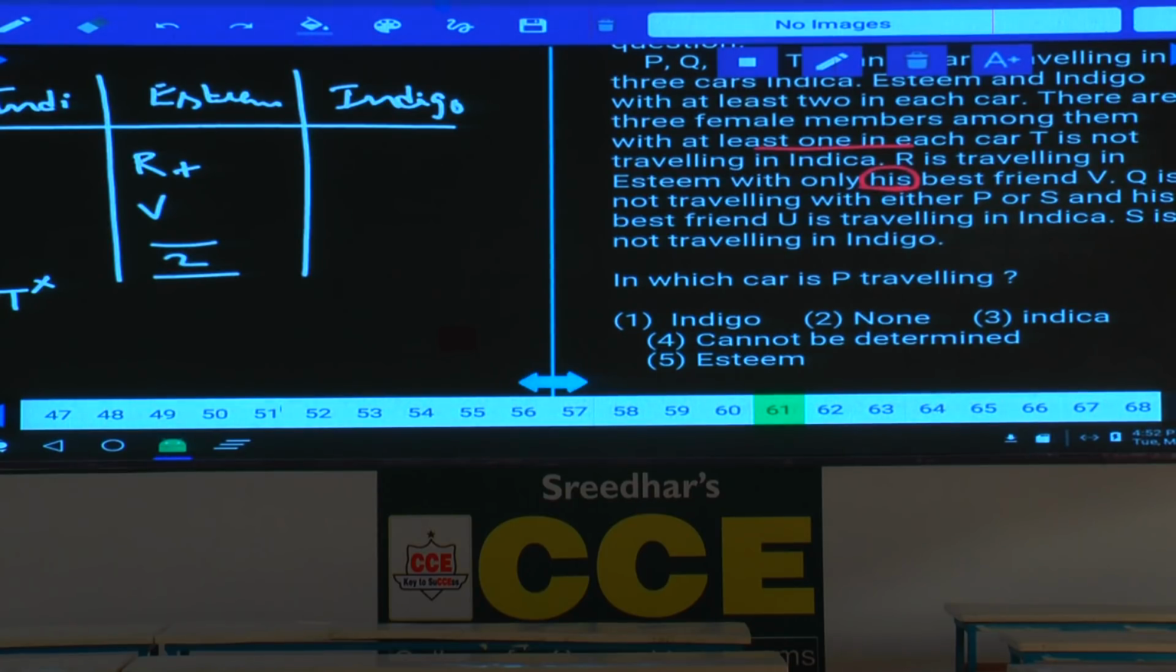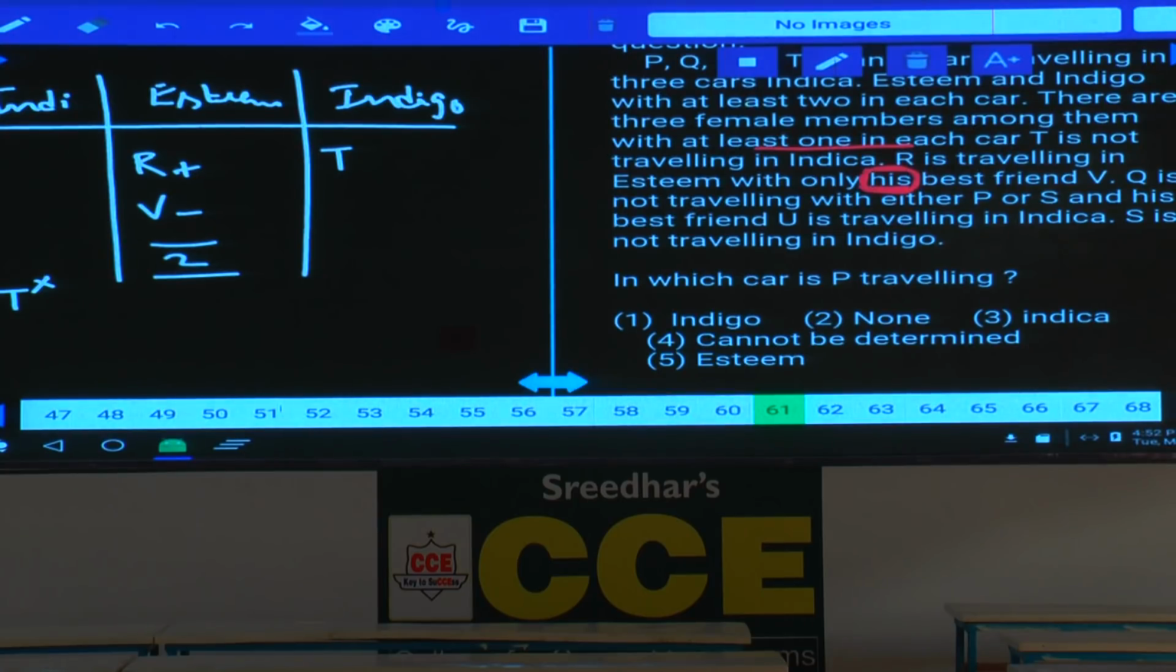In each car there must be at least 1 female. And who is that female here? V is the female, and that person is traveling in this one. Follow here? Now with the help of this word "his", we can determine the genders of these 2 persons. Now, coming to the first information, T cannot travel in Indica. As T cannot travel in Indica, hence this T must be in Indigo.